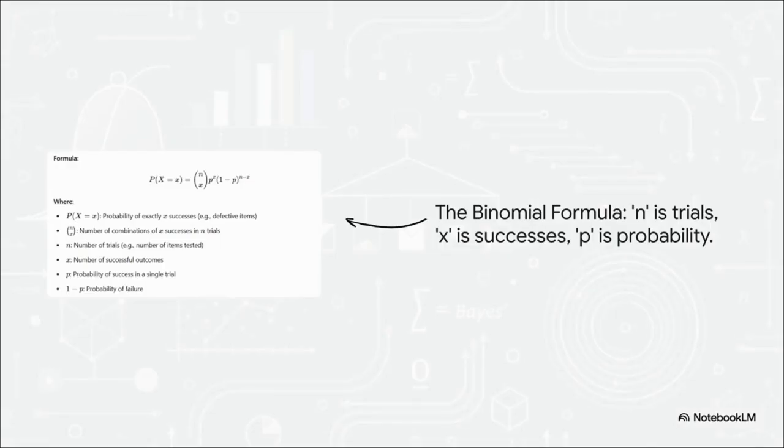Okay, I know what you're thinking when you see a formula like this. It can look a little intimidating. But don't worry, we're not going to get bogged down in the math. The important thing is just understanding what each piece represents. That P(X = x) part, that's just the probability of getting exactly x successes. The n is your total number of trials, and the p is the probability of success on any single one of those trials. See? Not so bad when you break it down.